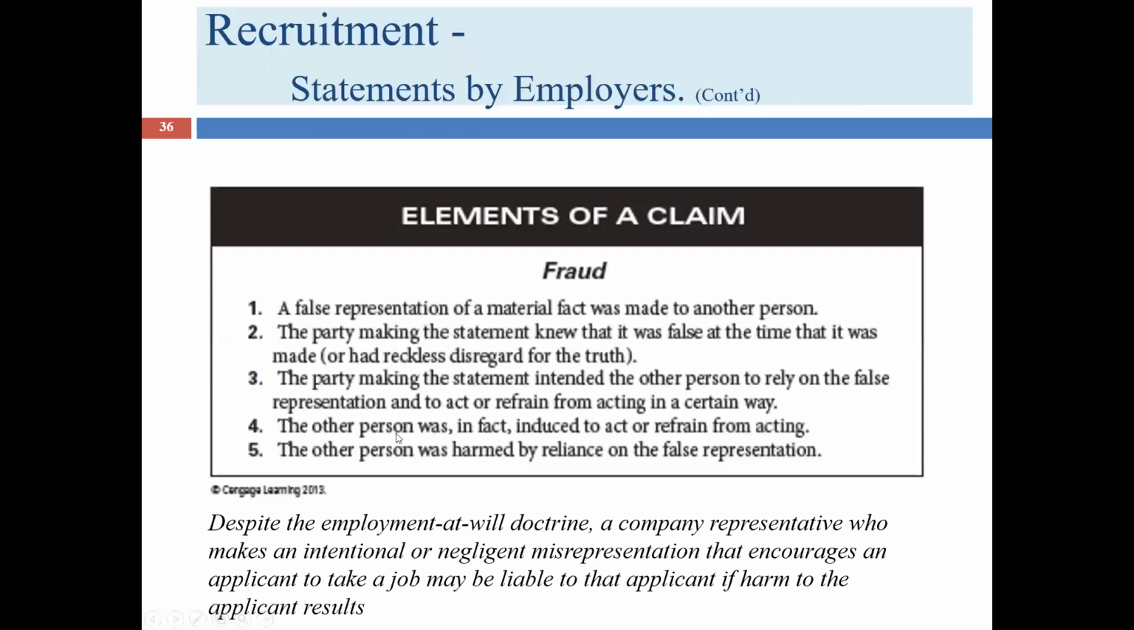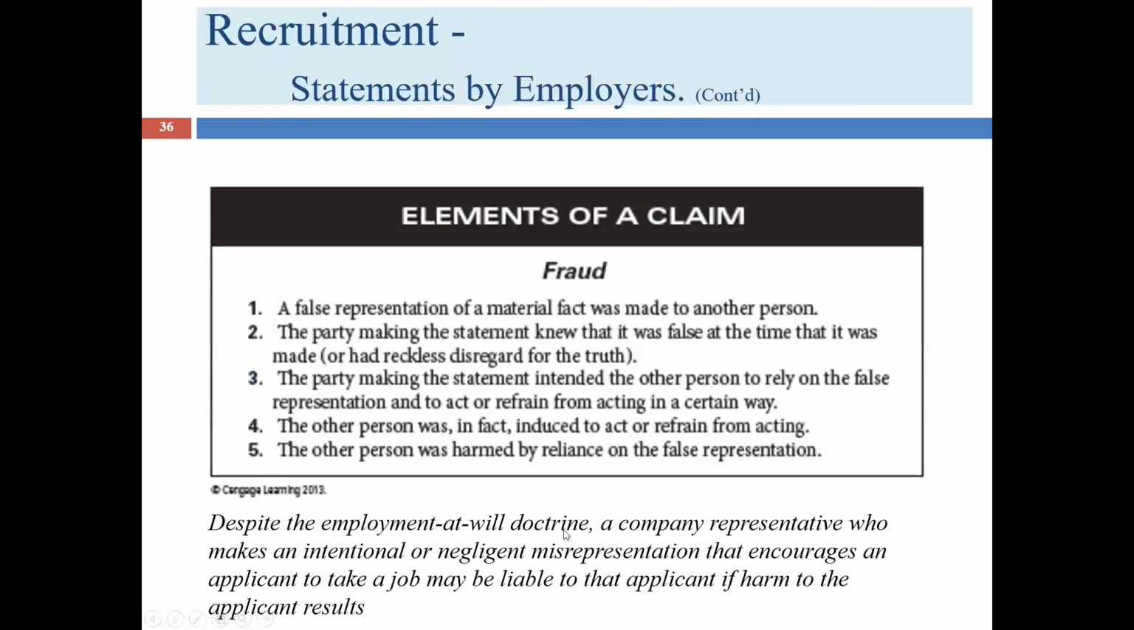The other person, the interviewee, was in fact induced to act based upon it. So the interviewee actually did take the job because he trusted the statements of the interviewer. And the other person was harmed. The interviewee was harmed. The interviewee needs to have dental work done. There's no dental insurance, so he has to pay for that out of pocket. So that would be an example of how the fraud case can be proven. Let's look at this statement.